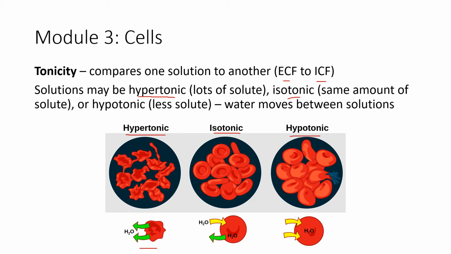Hypotonic. And remember, this is just comparing the solute concentration between solutions. In a hypotonic solution, that solute concentration is less outside of the cell than what's inside. So in this situation, water is going to move into the cell. And eventually, as you see depicted here, these cells are going to burst or lyse, L-Y-S-E. So tonicity just refers to the amount of solute within a solution, and it's comparing one solution to the other.